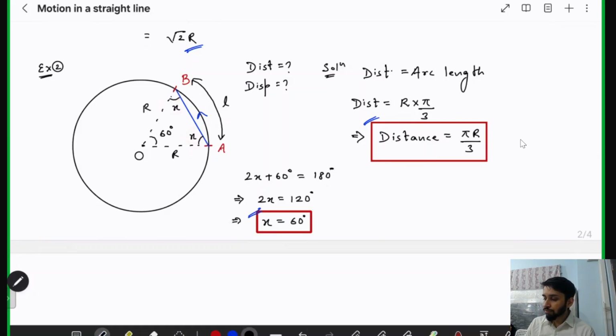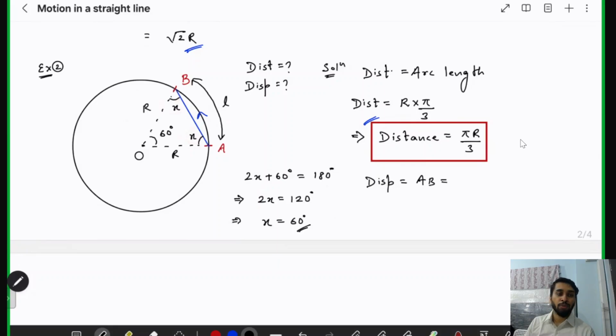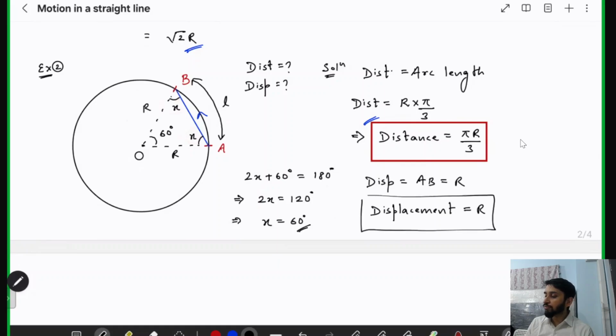Now what? If x is 60 degrees, that means that OAB is an equilateral triangle. So displacement will be equal to the length AB, which will be equal to OA and OB, which are nothing but the radius. So displacement here will be equal to the radius r. So distance will be pi r by 3, whereas the displacement is going to be just r. That is the point here, right?